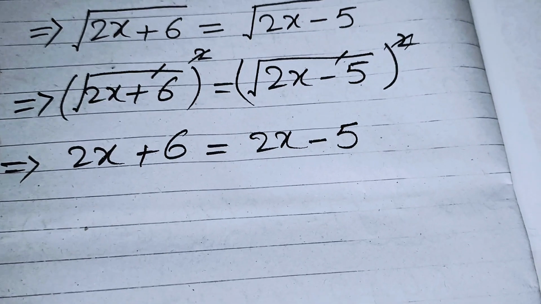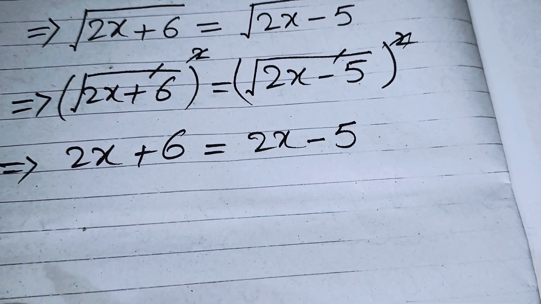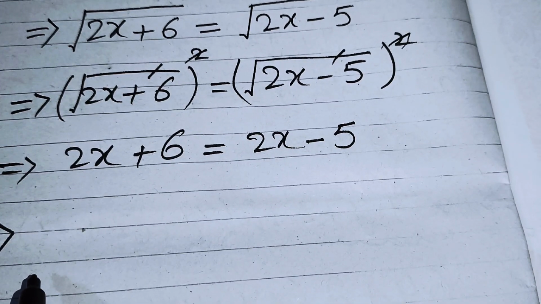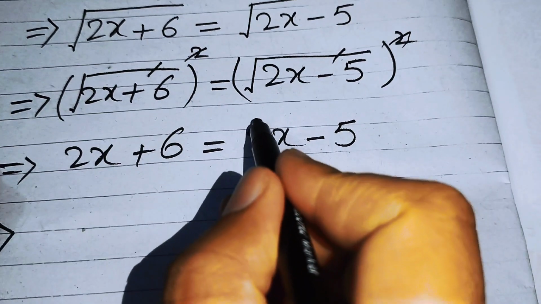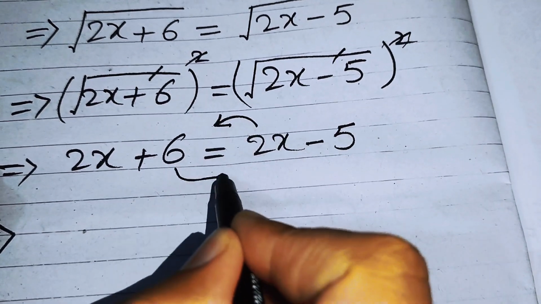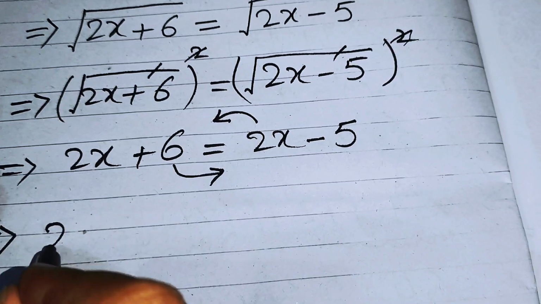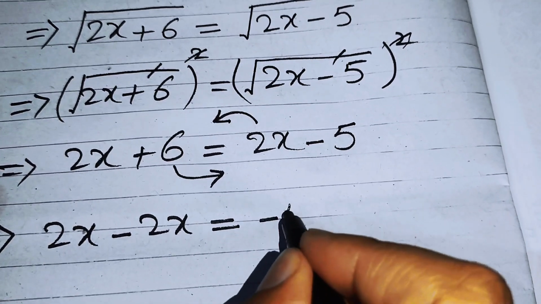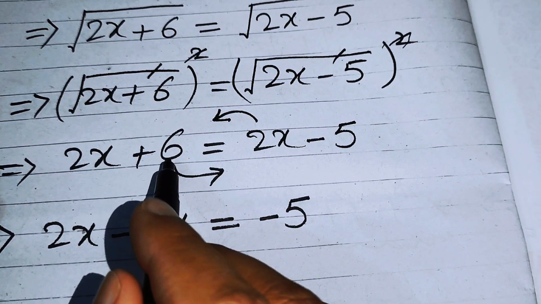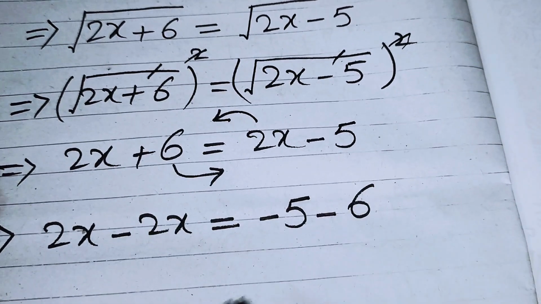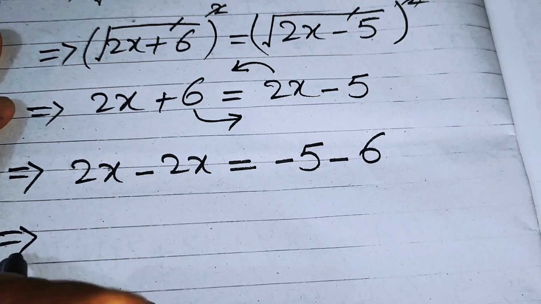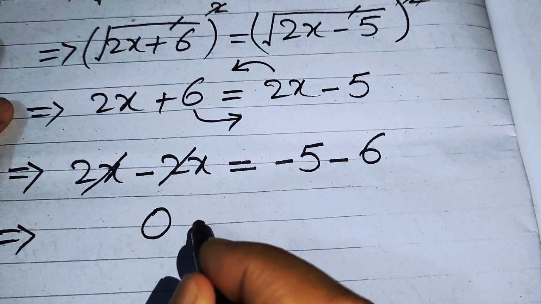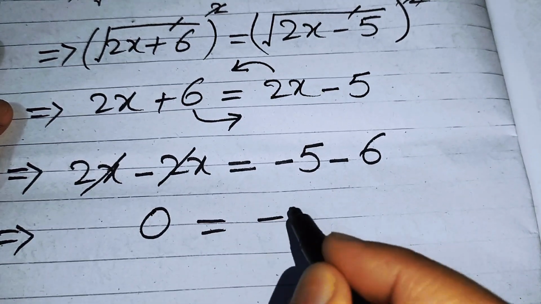After that we will rearrange these terms, and we will take all the terms involving x on the left hand side, and move all the other terms to the right hand side, so we move 2x to the left hand side and 6 to the right hand side, so that this expression becomes 2x minus 2x is equal to minus 5, and when we take this 6 to the right hand side, it becomes minus 6. After that, the minus and positive terms cancel each other out, and here we get 0, and on the right hand side we have minus 11.